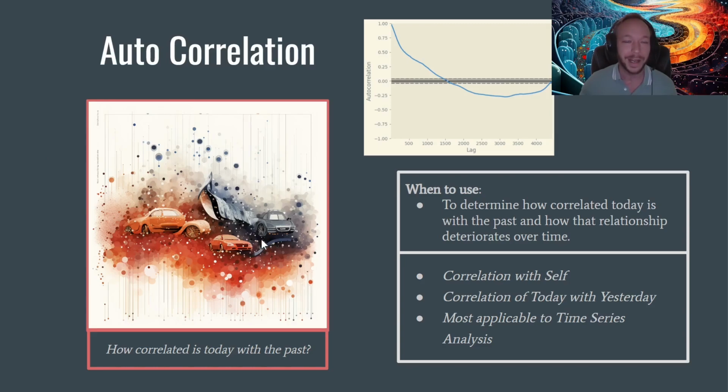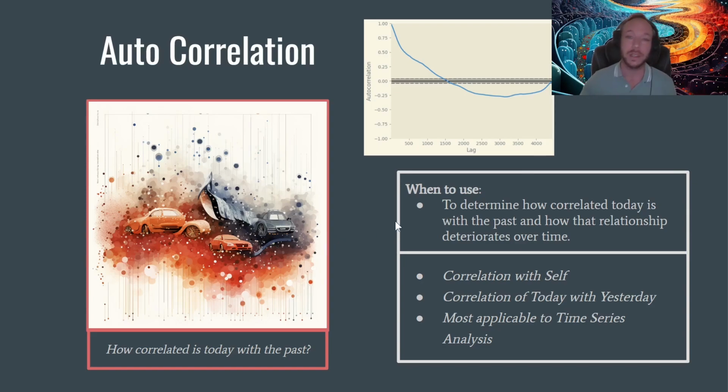Auto plot right here, but automobile plot right here, but really it's self. Auto in another language just can mean self. And here we're going to use in that term. It means correlation with self. And so how correlated is it? And really valuable for time series analysis, stock market predictions.